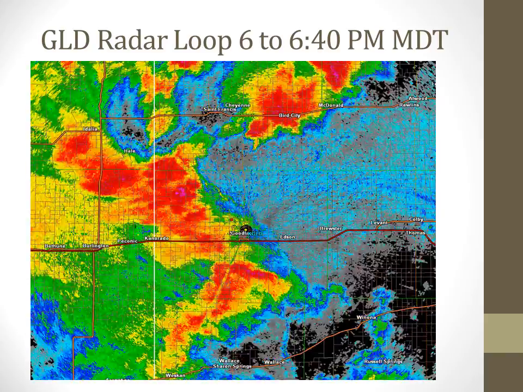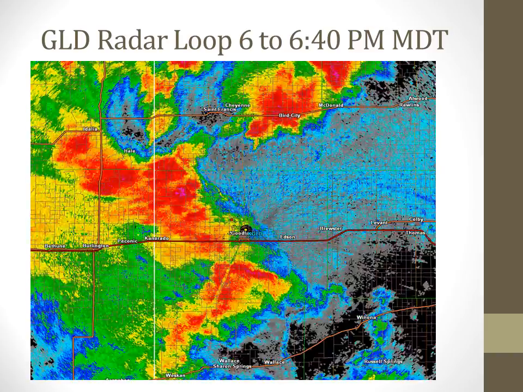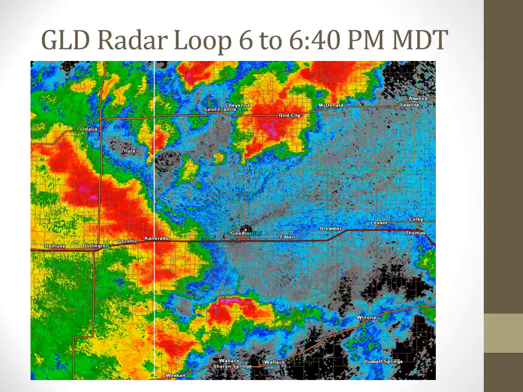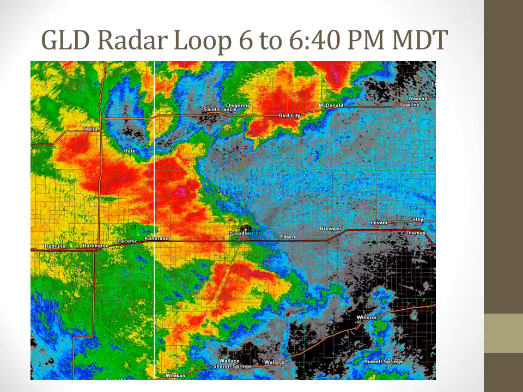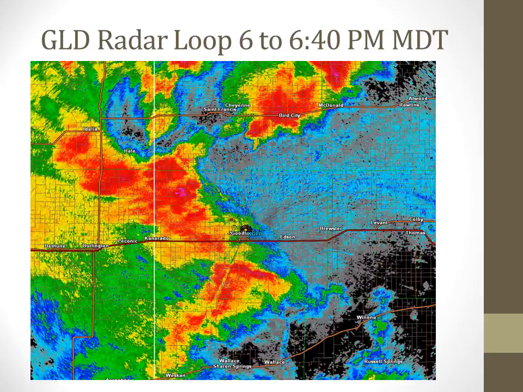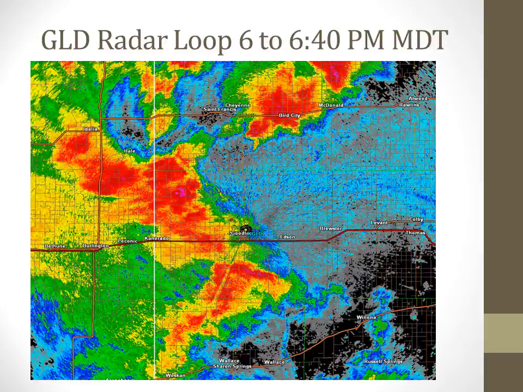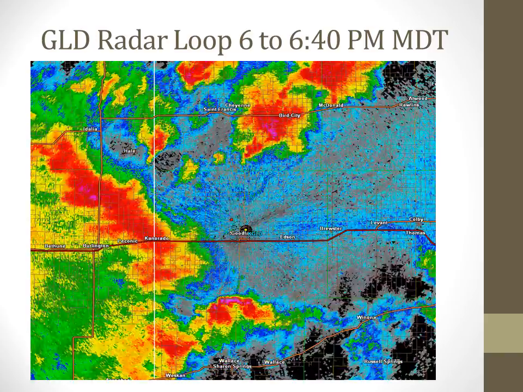All right, I'm just going to let this loop play a few times. It goes between 6 to 6:40 p.m. Mountain Daylight Time, just to let everyone get a big picture of what was going on in Goodland. We're the center there with the little black hole. That's not because the radar isn't working. It's just the way we plot our radar data. There's a small area around it where it doesn't report any data back, and that's what you're seeing there.